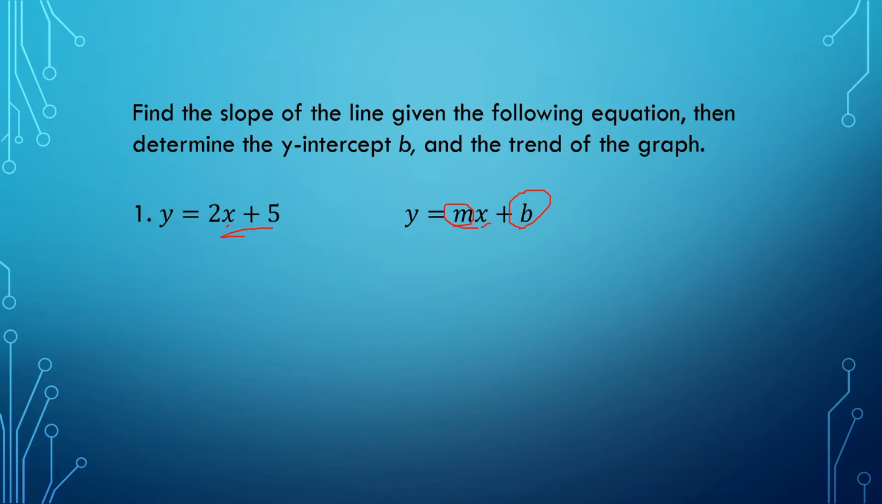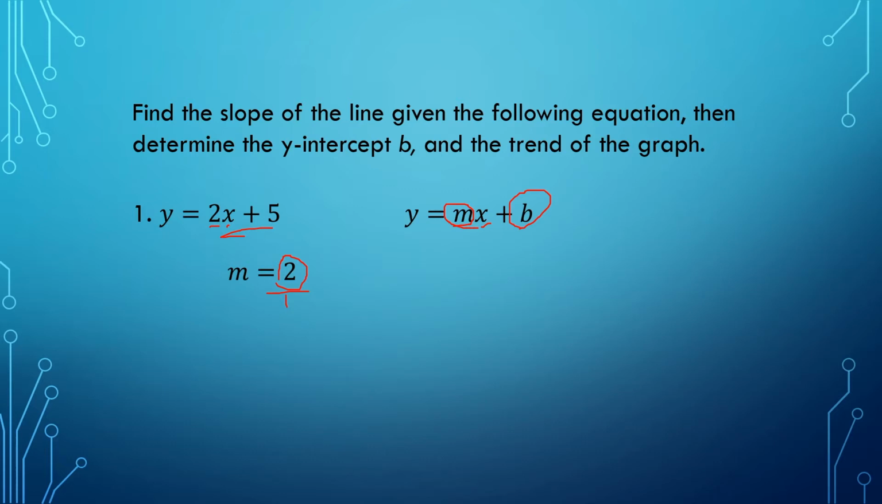So, what is the numerical coefficient of x? The numerical coefficient of x is 2. Therefore, our slope is 2, wherein 2 units of rise over 1 unit of run. Later, that is what we will use.